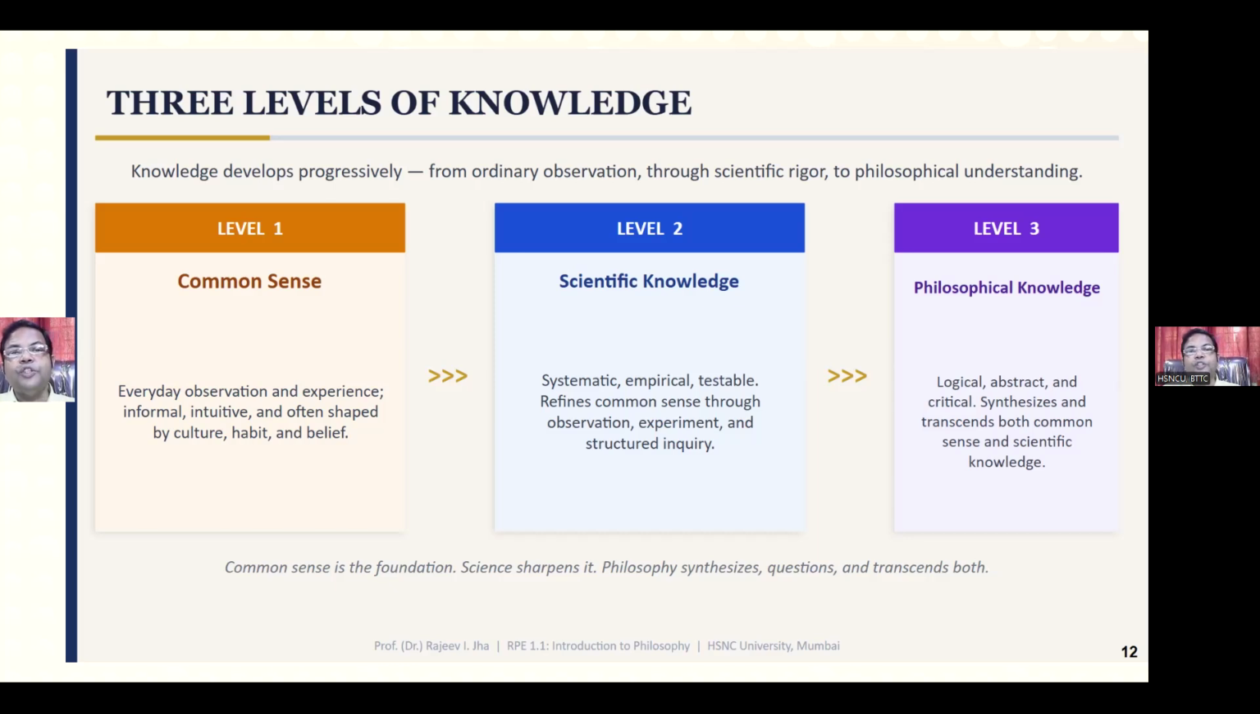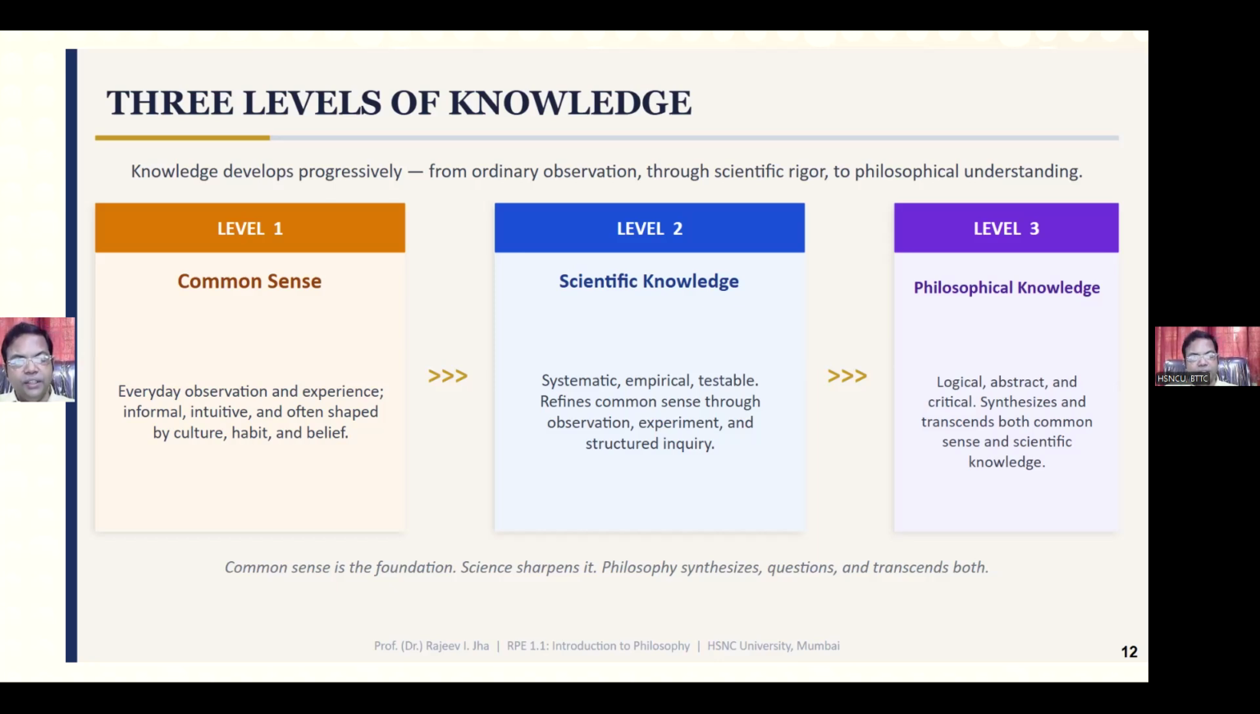Level 3 is philosophical knowledge, logical, abstract, critical, and synthetic. It does not replace science. It interrogates its foundations. When quantum mechanics showed that at the subatomic level, observation affects the thing observed, that was not just a scientific result. It was a philosophical earthquake that shook our most basic assumptions about objectivity and measurement.